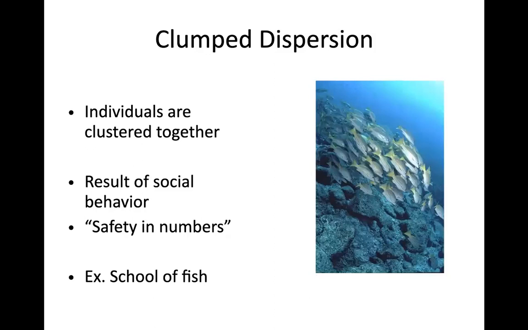Clumped dispersion is where you have individuals clumped together or clustered together. This results from social behavior. What we like to say is safety in numbers. So if you are a frequent victim of predation, if you are prey, your species might have evolved to have a safety in numbers or a clumped dispersion strategy. Because if you are in a group of 100 other individuals, you are less likely to be a victim of predation as you are if you are on your own.